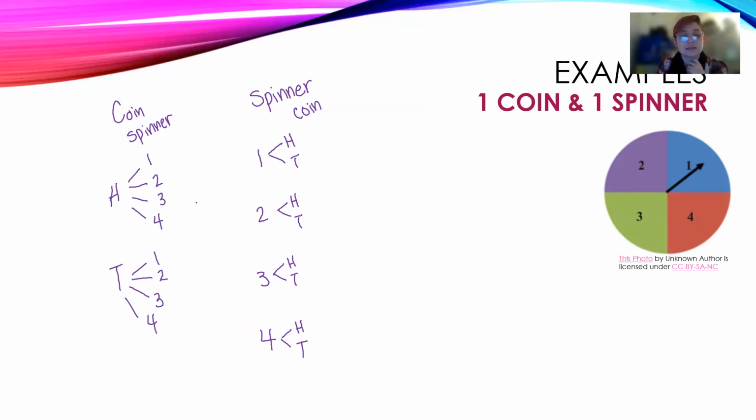And then finally, my sample space at the end would be combining these. I'm only going to do 1 sample space. So I'm going to do my spinner. So I could spin a 1 and get a heads. Could spin a 1 and get tails. 2 heads, 2 tails. 3 heads, 3 tails. 4 heads, 4 tails. Now listing the coin first would get the same sample space, just with the information reversed.